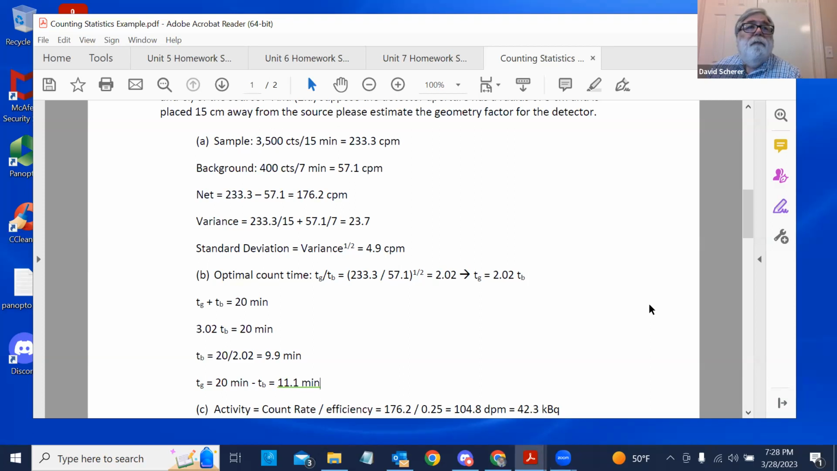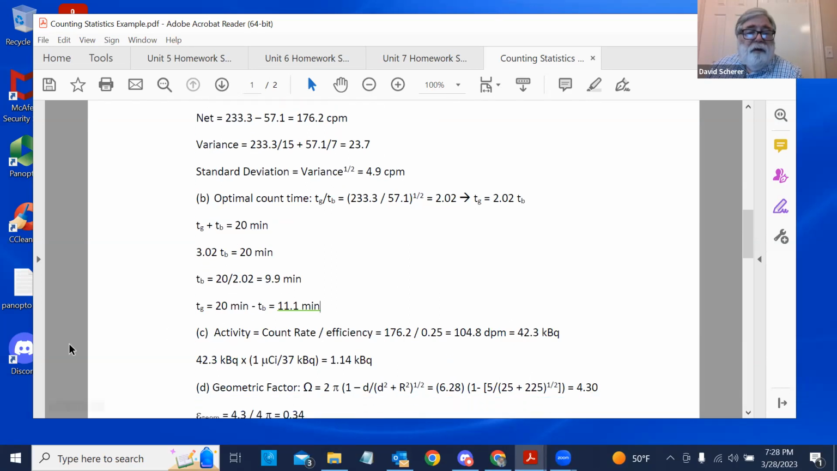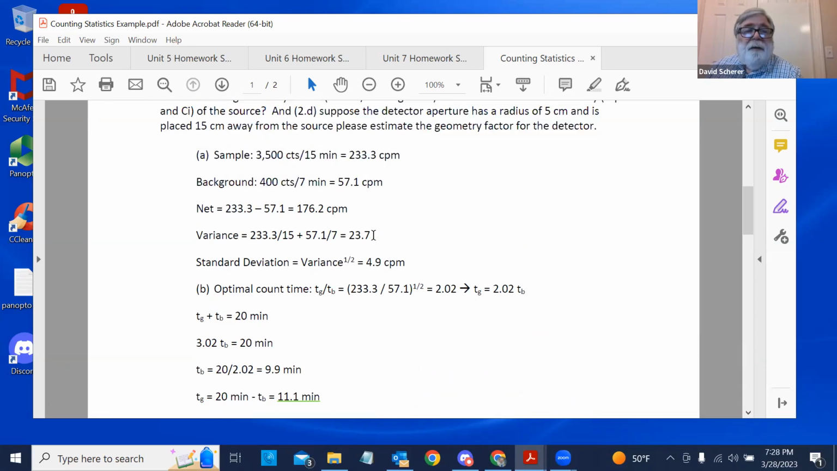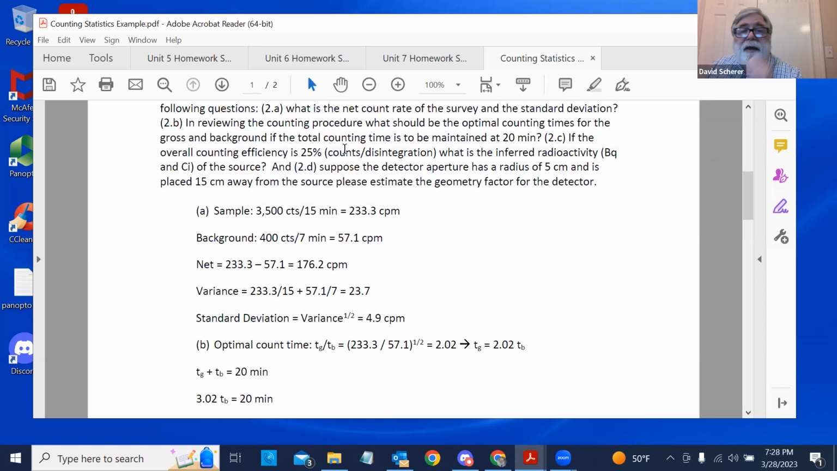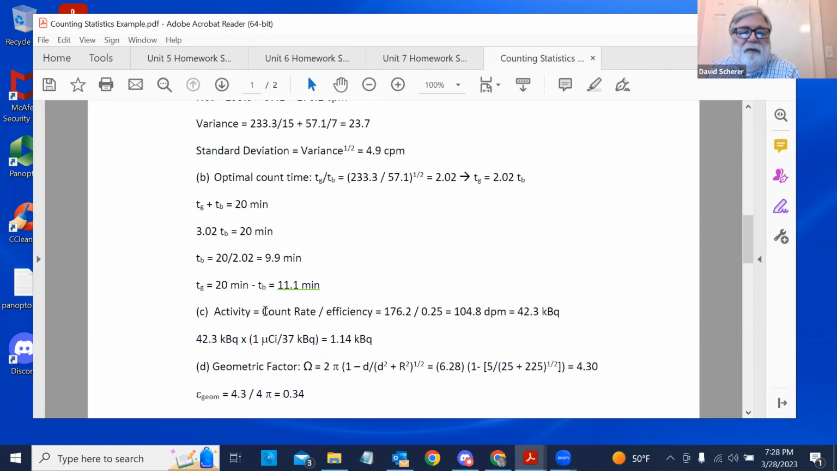Okay, so I need to correct this before I post it. Then it tells me in the problem that I have an overall counting efficiency of 25%. That is, there are 0.25 counts for every disintegration. So activity is the count rate divided by that efficiency. My net count rate was 176 divided by the 0.25 efficiency. Tells me that there are 105 DPM, decays per minute.